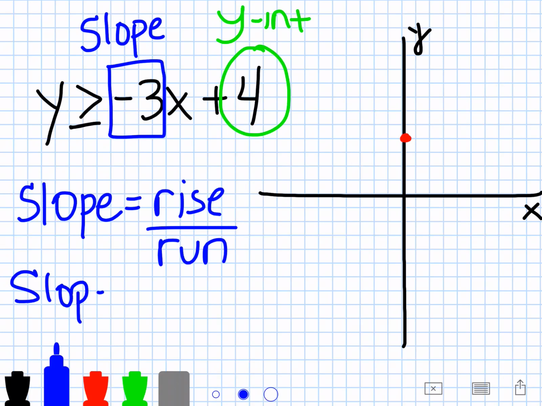We have a whole number, -3. Our rise is going to be 3. And our run will be 1. We can always assume that if we have a whole number, it's being divided by 1. So that's how we can make a whole number into a fraction, by dividing it by 1. So our rise will be 3. Our run will be 1. You cannot forget that we have a negative slope.